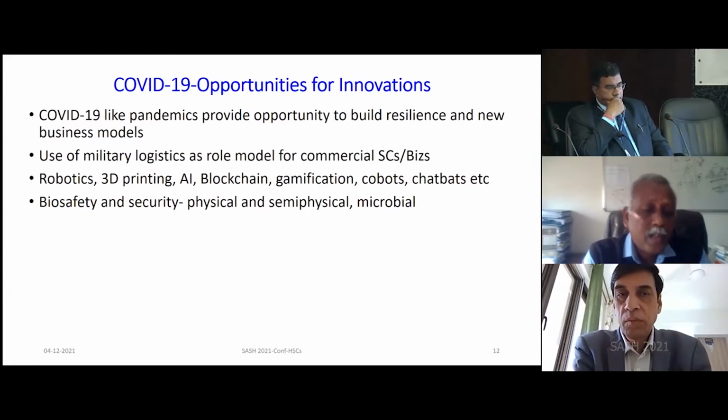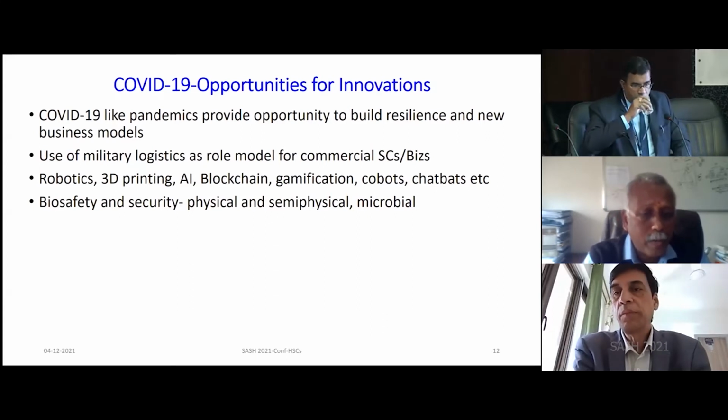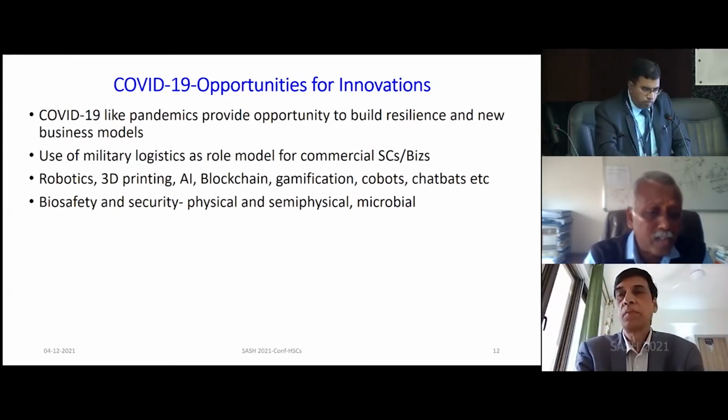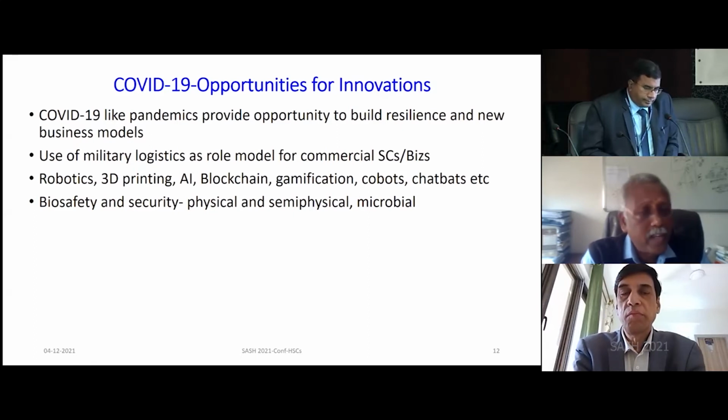Within 12 days or 9 days, a big 1,000-bed hospital was built in Delhi by DRDO. So the capabilities of DRDO were put into place, and you can see how private players came forward. That is where the public-private partnership comes in, or whatever you want to call it. Robotics is playing its role, and 3D printing, blockchain, and of course gamification, and chatbots.